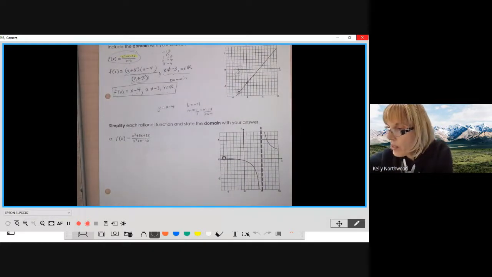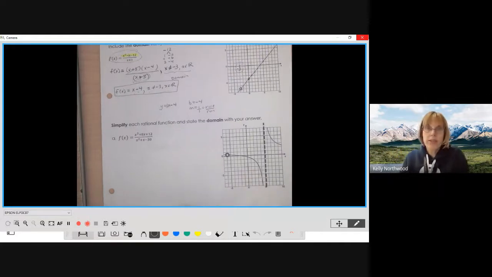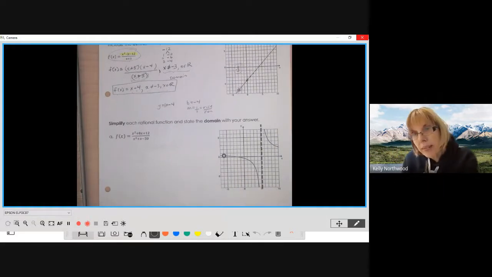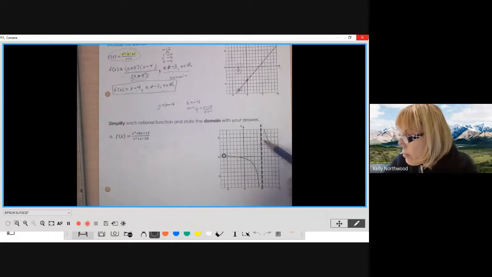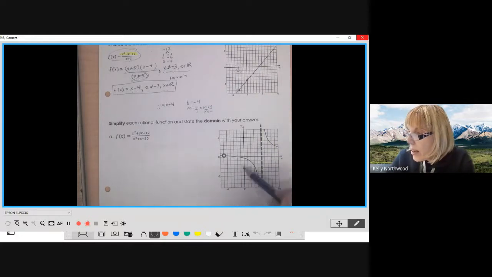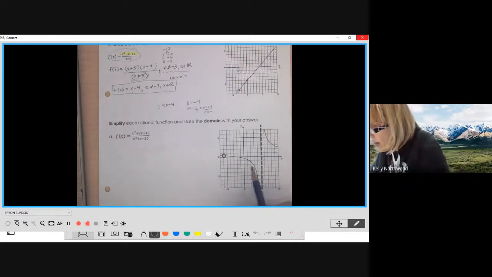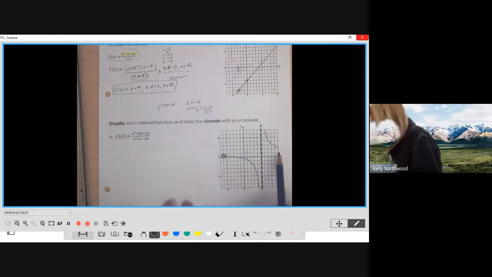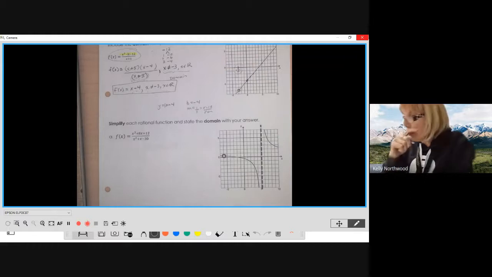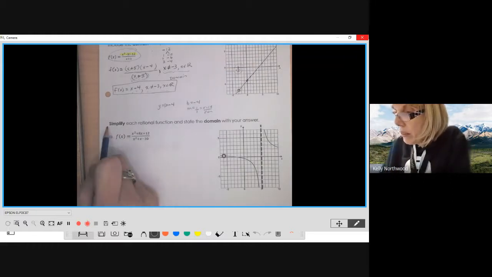Okay, so here's another example. Simplify each rational function and state the domain with your answer. So for the first one, we get given a graph again. And the graph might look kind of similar to the reciprocal function from our parent functions, and it does. It's got an asymptote here. It's probably got another asymptote. Well, we'll determine where it is. I'll show you. But we're going to simplify it.